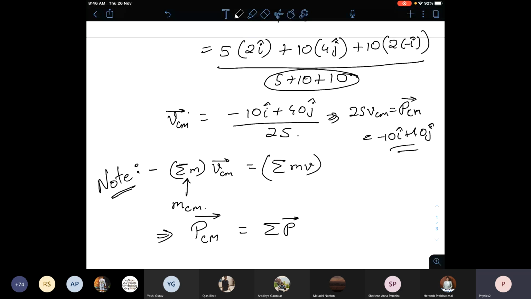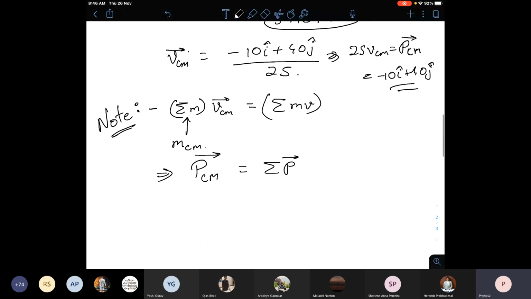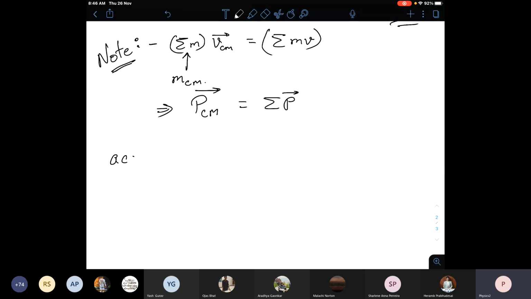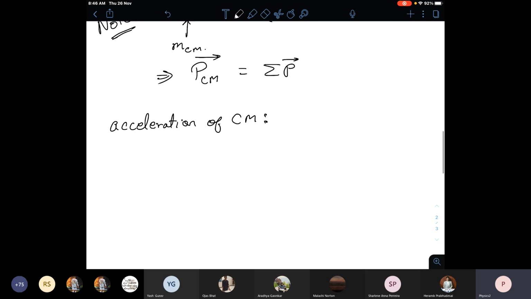Now, once we have calculated this velocity and momentum, we can move on to acceleration of center of mass. So again, simple. Acceleration of center of mass also has a very simple formula. We won't waste much time on this, because it is a very simple concept. You can understand it easily. The easiest concept of this chapter is this acceleration of center of mass.